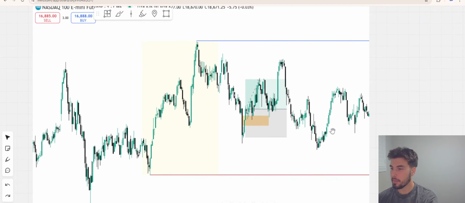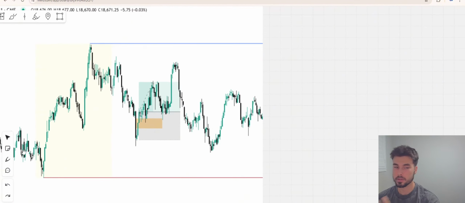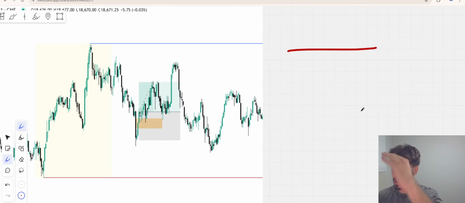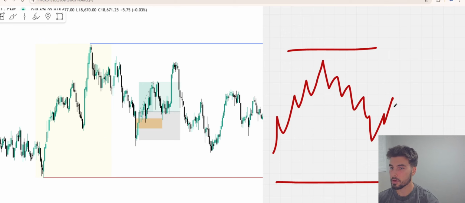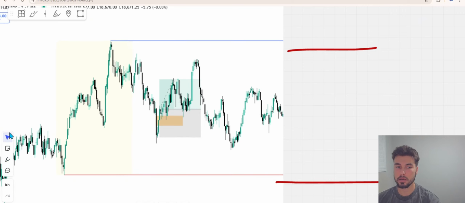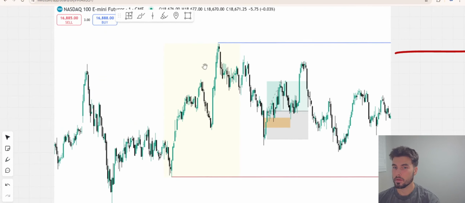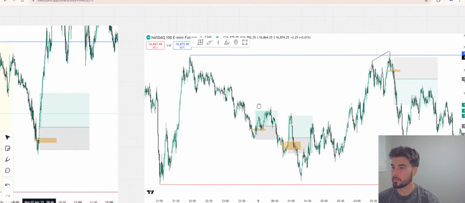Again, let's go back to that basic concept, the really important concept that ICT talks about. I'm going to draw it up on the screen here. If this is the high of the range and this is the low of the range, price can do this. If we're at the bottom portion, we're looking for longs. If we're at the top portion, we're looking for shorts. And we can see exactly the same thing here on the chart: range high and range low. We are in the bottom portion, so we're looking for longs. Let's have a look here.